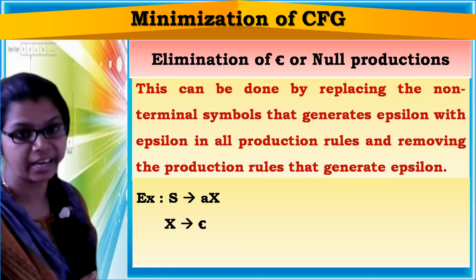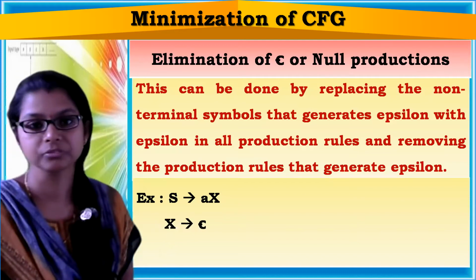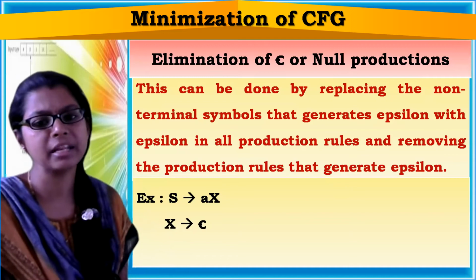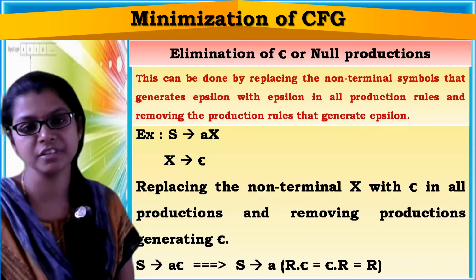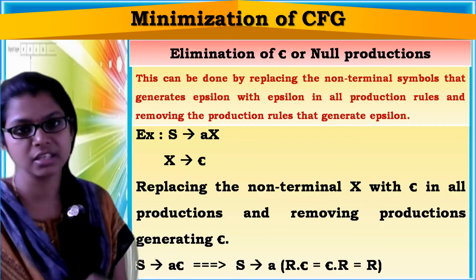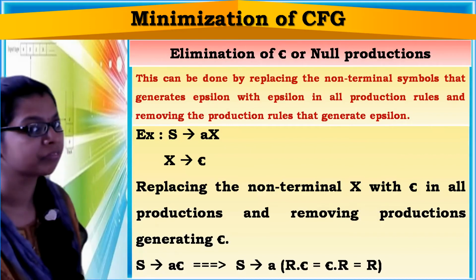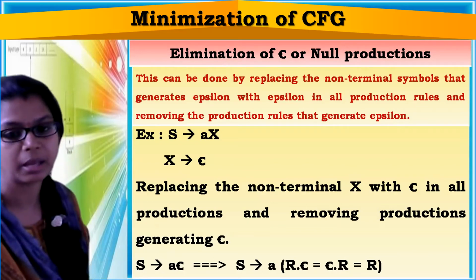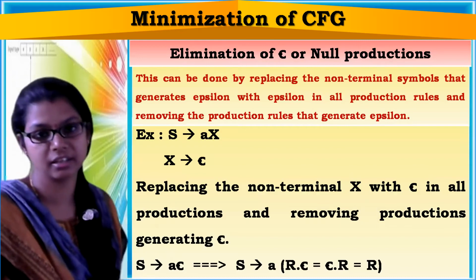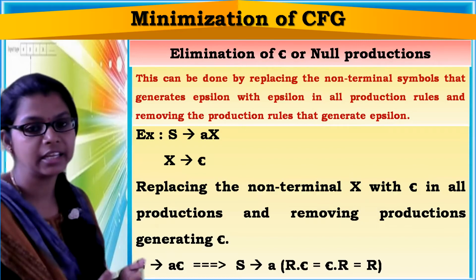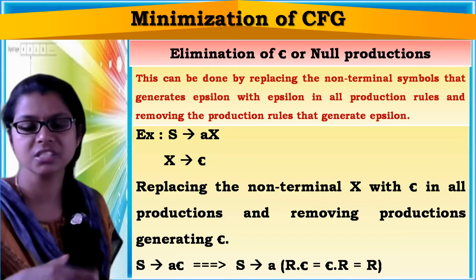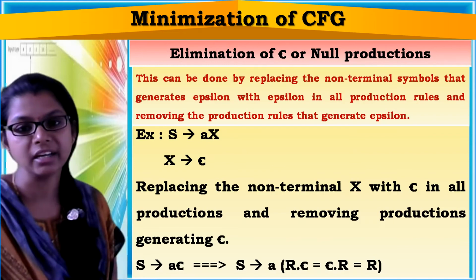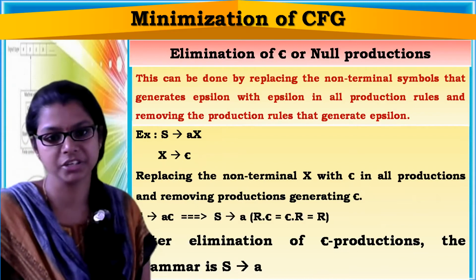Now let's see this example. S producing AX, X producing epsilon. We have an epsilon production, X producing epsilon. So how to do this? Simply replace X with epsilon in all of its production rules and then remove the epsilon production, which means S producing A epsilon. In place of X, we have replaced it with epsilon. Now by making use of the identity rule, that any expression concatenated with epsilon gives the same expression, S producing A is the grammar obtained after eliminating the epsilon productions.